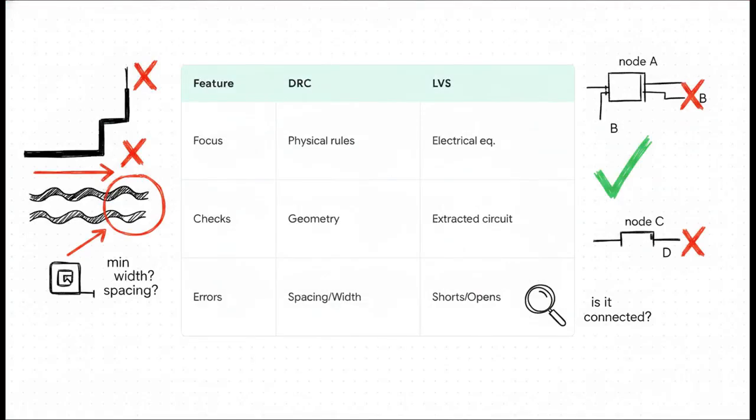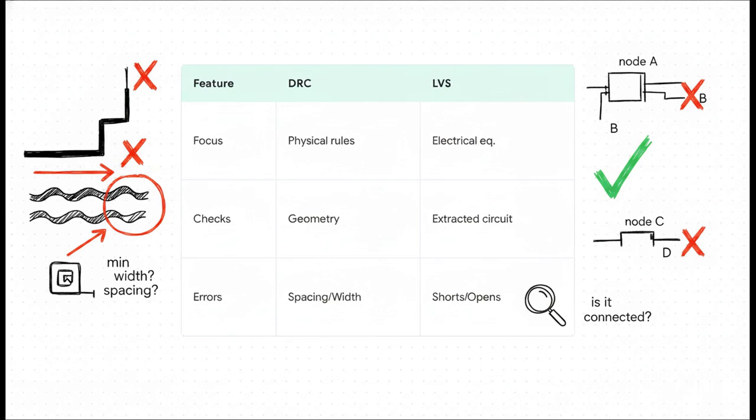This brings us to what is perhaps the most common VLSI interview topic you will ever encounter, the fundamental difference between DRC and LVS. If you're aiming for a career in layout or physical design, you absolutely must know this distinction inside and out. The crucial point here is that DRC is strictly looking at geometry and physical manufacturing rules. LVS, on the other hand, is exclusively checking for electrical equivalence and connectivity.